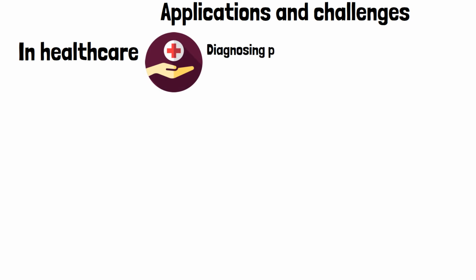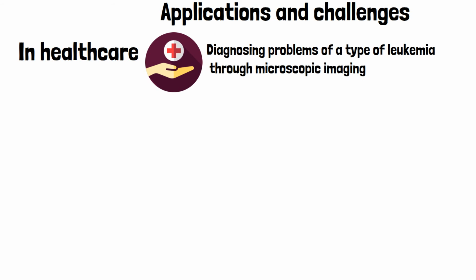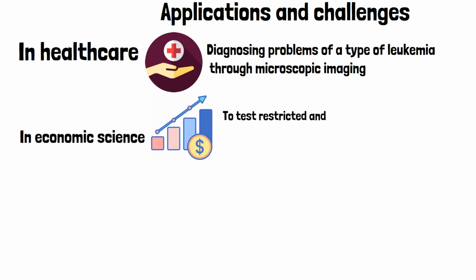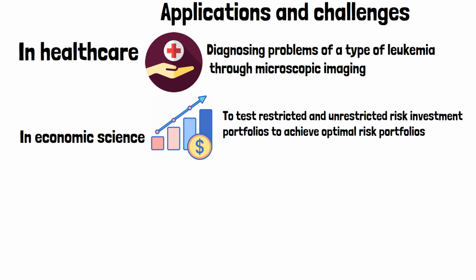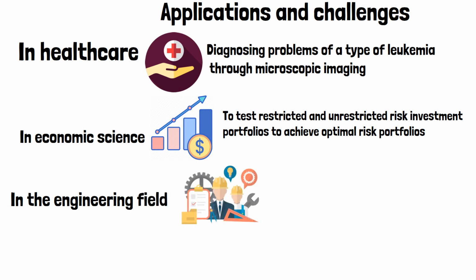Applications and challenges. In healthcare, PSO has been used in diagnosing a type of leukemia through microscopic imaging. In economic science, PSO has been used to test restricted and unrestricted risk investment portfolios to achieve optimal risk portfolios. In the engineering field, PSO can be found in the literature used to increase the heat transfer coefficient involved in the optimization problem.